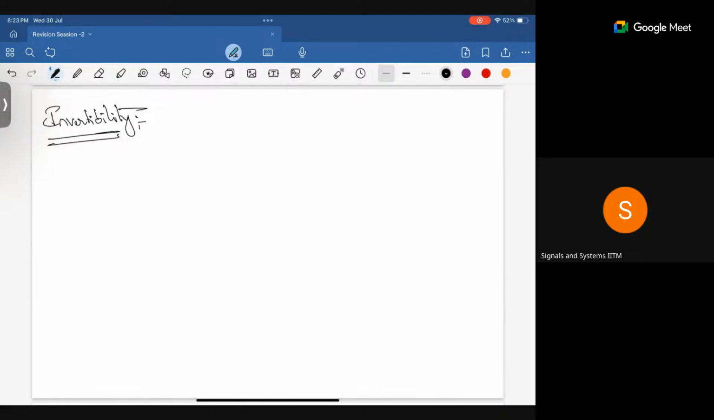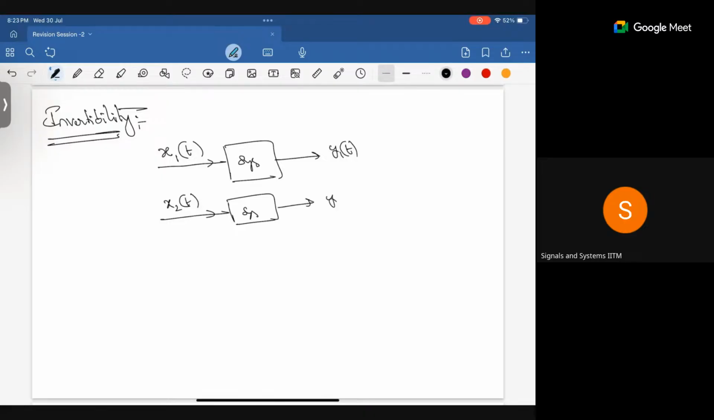Right, so what is invertibility? If I give two different inputs, one input x1 of t, I get y1 of t. If I input x2 of t to the system, I get y2 of t. So for any distinct inputs x1 of t and x2 of t, if I am getting distinct outputs y1 of t and y2 of t, such a system is called an invertible system.